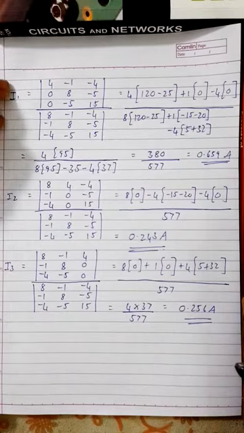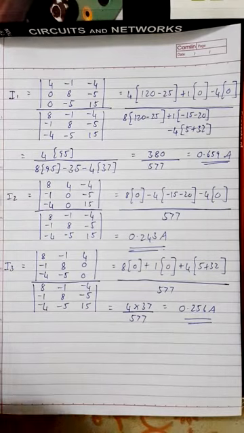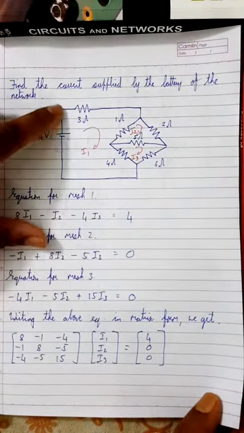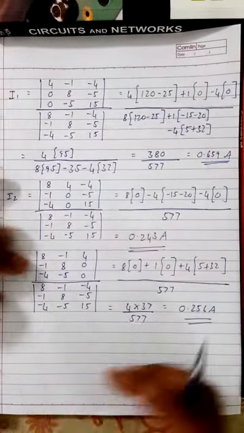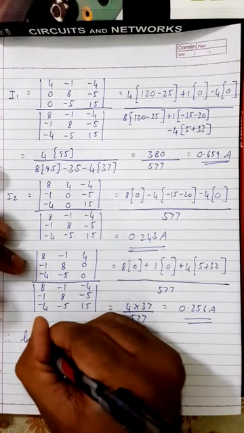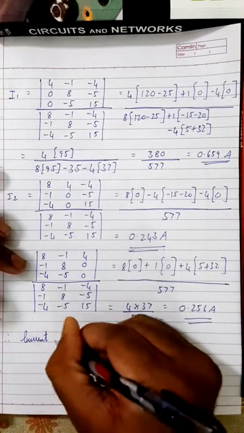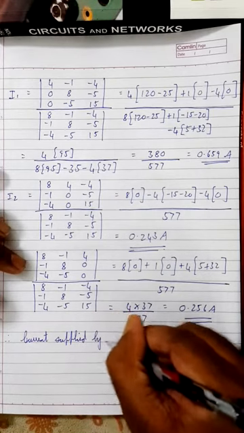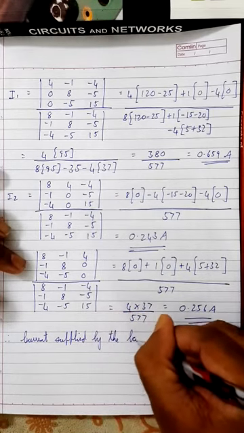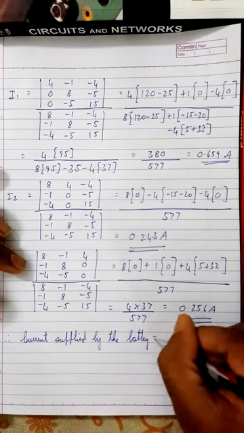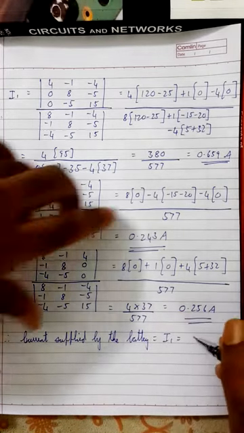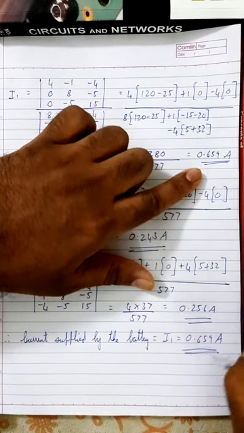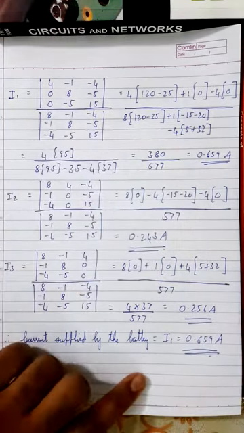So I found the value of I1 and I2 and I3, but the question is, find the current supplied by the battery of the network. So the current supplied is I1. Therefore, the current supplied by the battery is equal to I1, which is 0.659 amperes. Okay, so this is the answer, right?